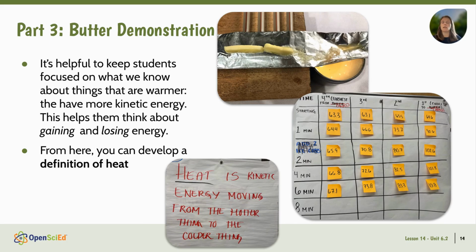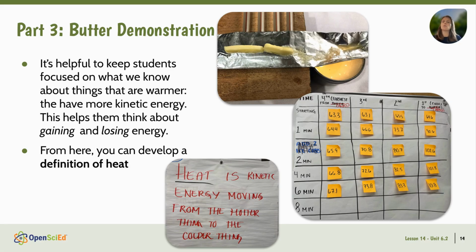And then when you have this data, you can go back to the claims chart. So it's helpful when we're doing this and students are trying to figure out if heat is entering or if cold is leaving. It's helpful to keep students focused on what we know about things that are warmer. They have more kinetic energy. This helps them think about gaining and losing energy. So if we know that things that are warmer have more kinetic energy, where is the energy coming from? If something is getting colder, where is the energy going?